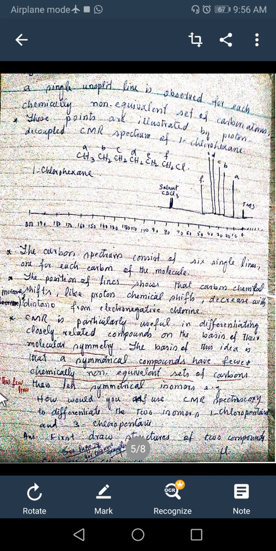To differentiate between the compounds, which one? Here 1 chloropentane and 3 chloropentane, two compounds are present, and the proton decoupled CMR spectrum of 1 chloropentane should consist of 5 lines. 1 chloropentane has 1, 2, 3, 4 and 5 carbons. So its NMR spectrum should consist of the 5 lines.